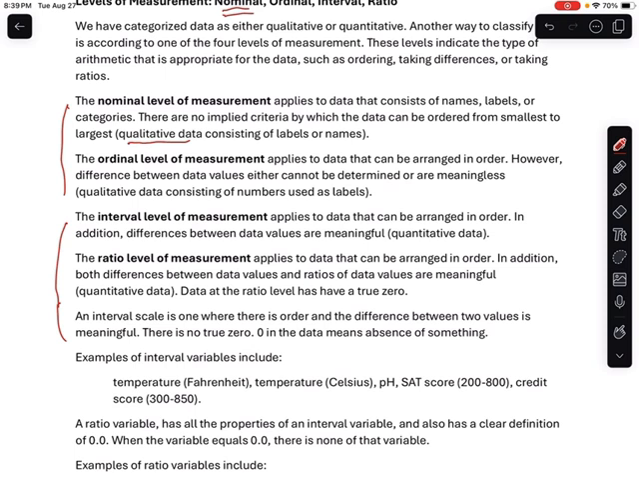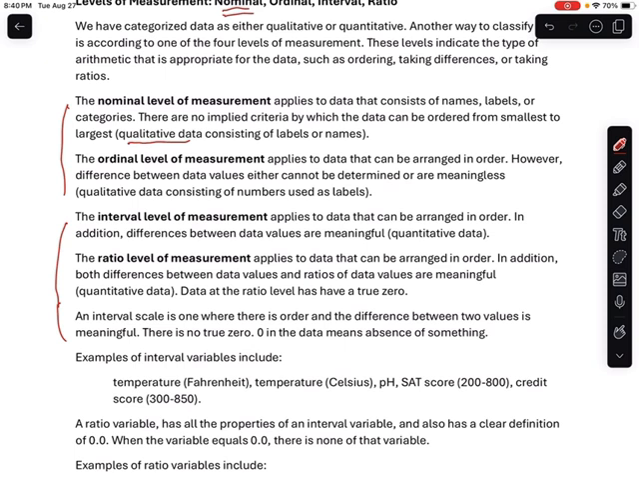I will explain a little bit more, but let's look at the next definition, the ratio level. It applies again. We should be able to arrange it, and the differences should make sense. Now, differences between data values should make sense, and also ratio between data values should make sense.